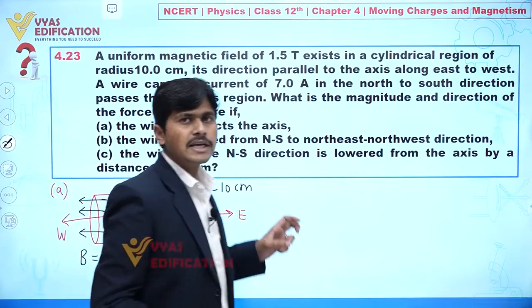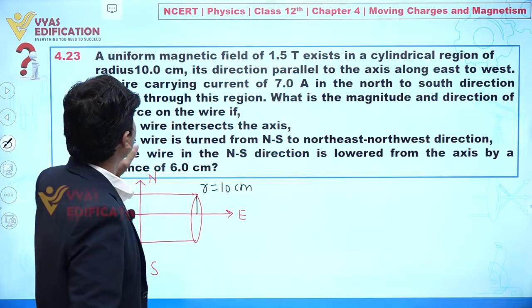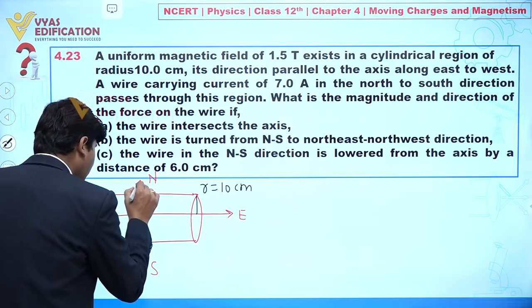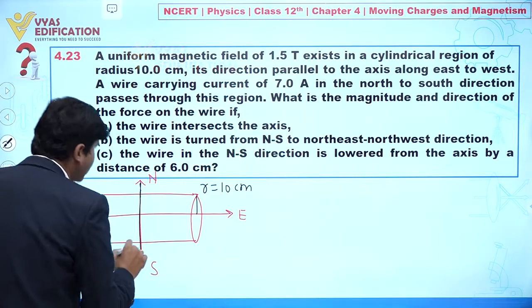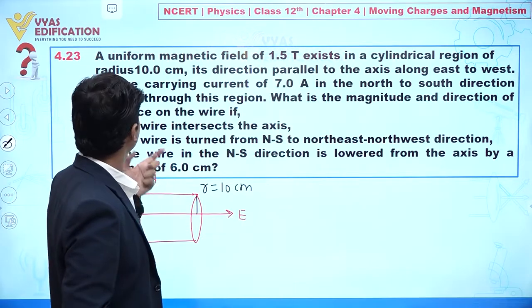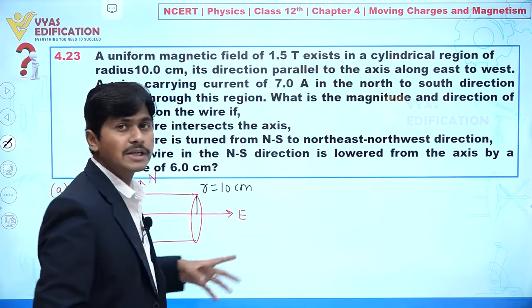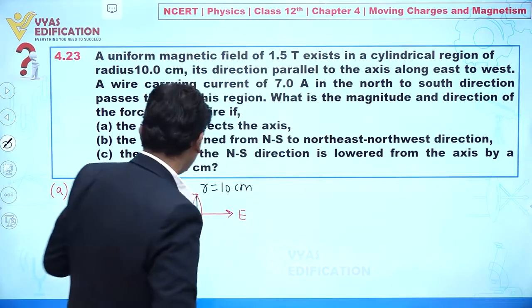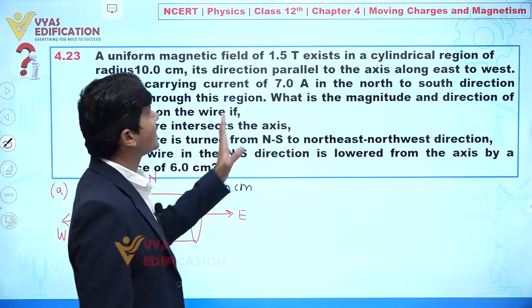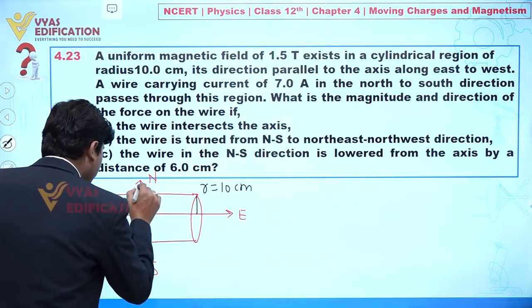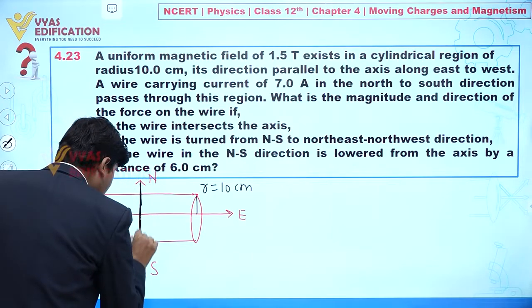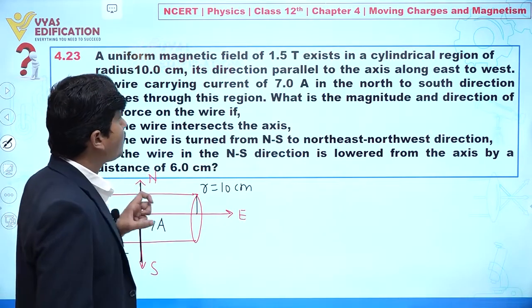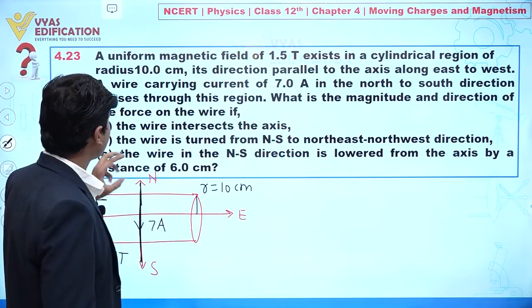Fine. Direction is clear. A wire carries a current of 7 ampere in the north to south direction. So let's suppose here we have a wire that is going like this. Actually this wire is also passing through the axis; whether it intersects the axis or not, we will decide from the particular parts. In this question a wire carrying a current of 7 ampere goes from north to south direction. Clear? Now we have to find the magnitude and direction of the force in part A when the wire intersects the axis.